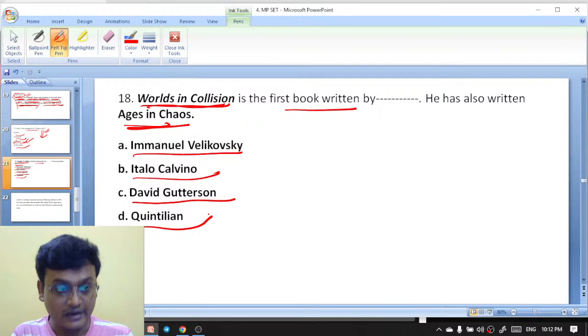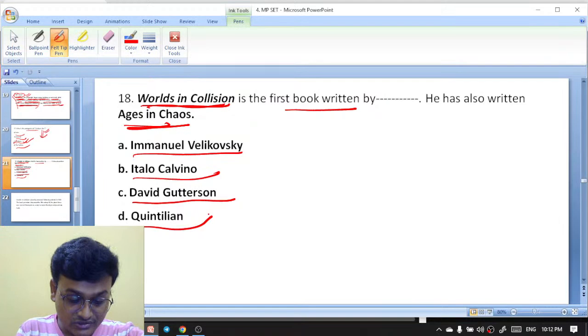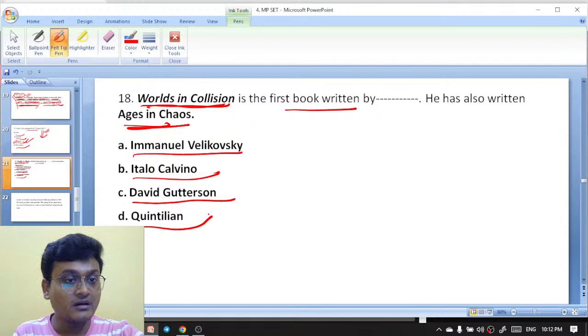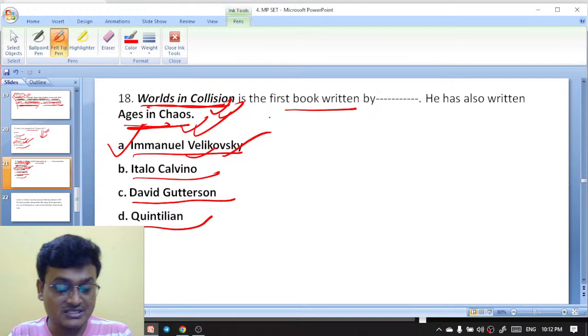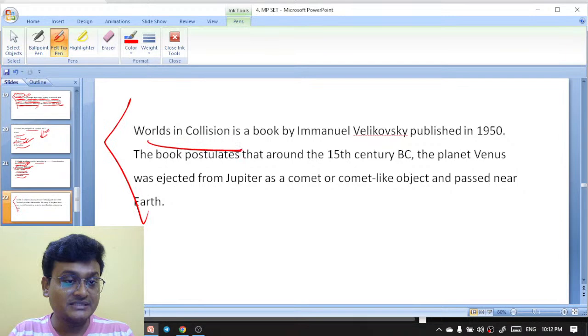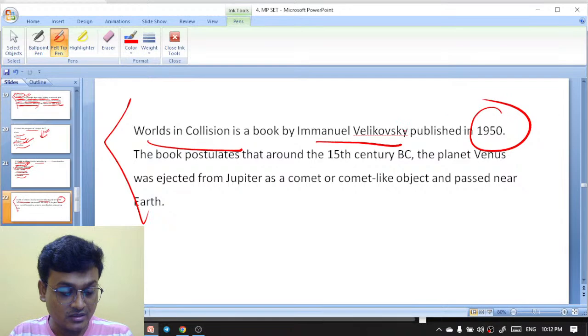No, it is not Quintilian. It is actually Immanuel Velkovsky. Immanuel Velkovsky has written Worlds in Collision and Ages in Chaos. So Immanuel Velkovsky is the right answer. Got it? Here you see Worlds in Collision is a book by Immanuel Velkovsky published in 1950.